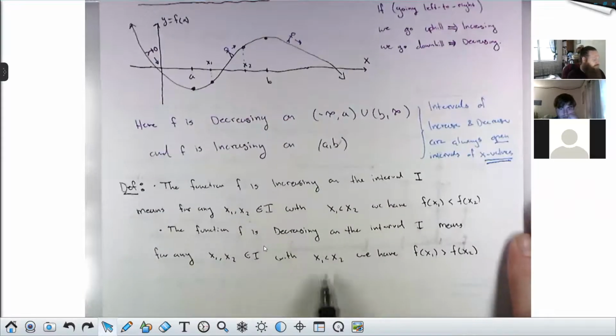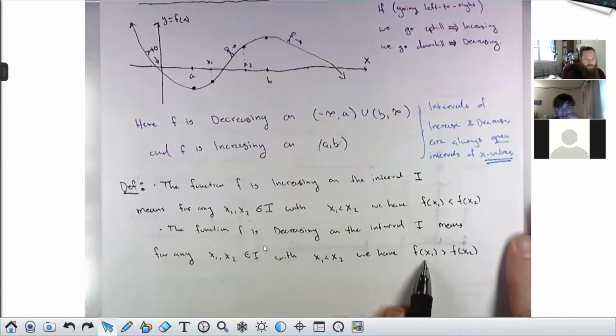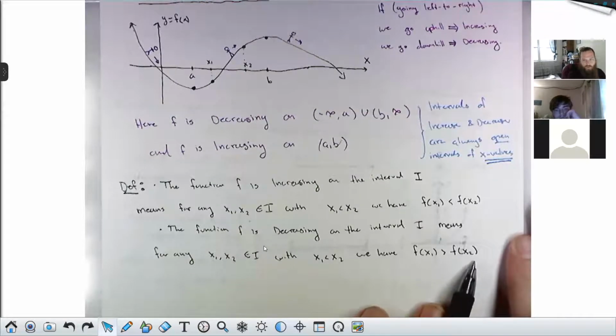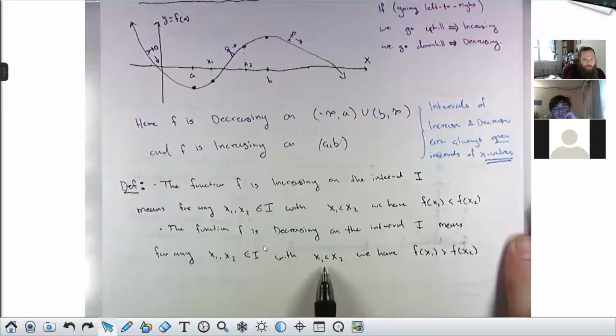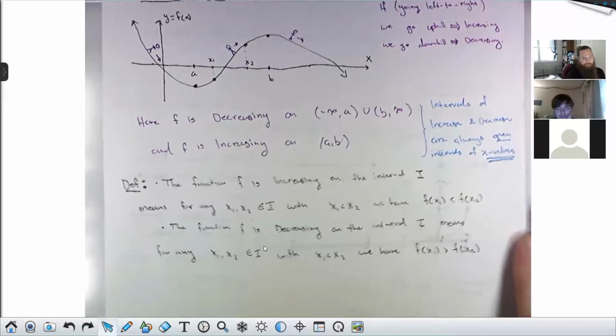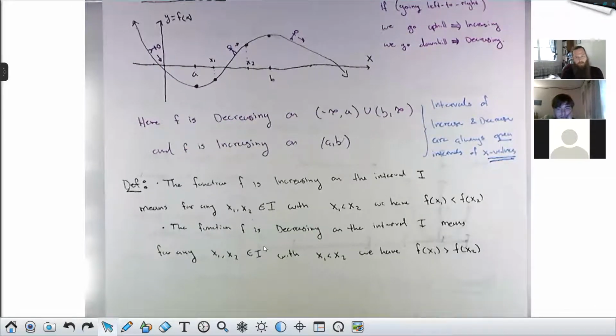So if you look at two inputs, one larger than the other, the y value at the first input should be bigger than the y value at the second input. In other words, as you go left to right, the y values get smaller and smaller. And that means you're going downhill.